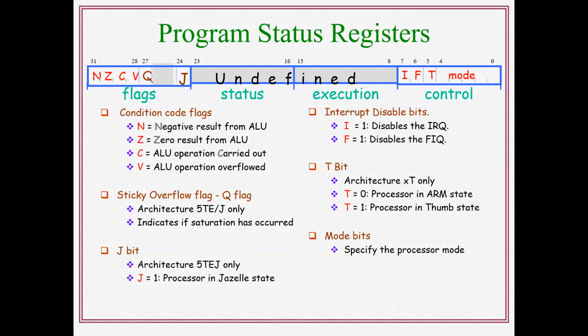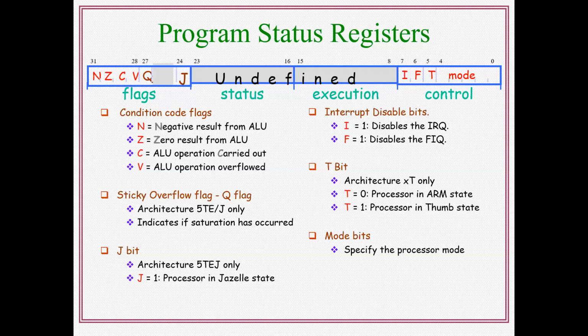If the previous computation result is negative, then automatically N equals 1, otherwise N equals 0. If the previous computation result equals 0, in that case Z equals 1, otherwise Z equals 0. If the previous computation result has a carry equal to 1, then automatically the carry flag equals 1. If overflow occurs for signed operations, then V equals 1, otherwise V equals 0.